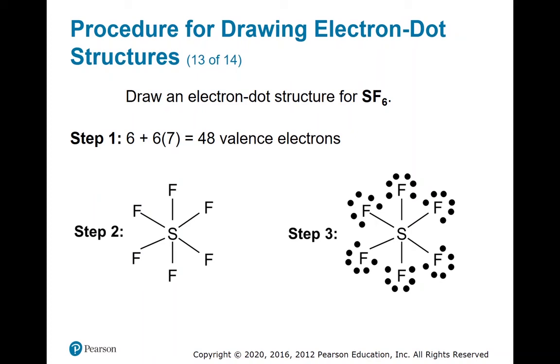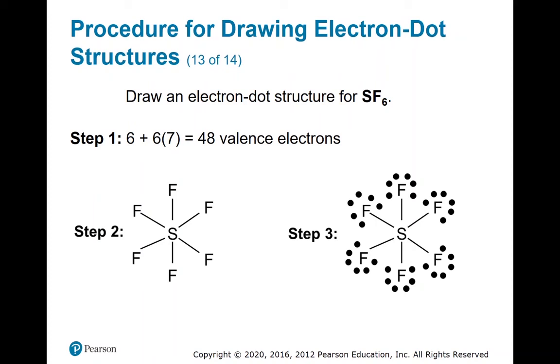So if we go through this, in step 1, the first step is always going to be to count up the valence electrons. Fluorine's a halogen, so each fluorine has 7 valence electrons. There's 6 of them. The formula SF6 tells you that. So we have 6 times 7 is 42 electrons contributed from our fluorine atoms.